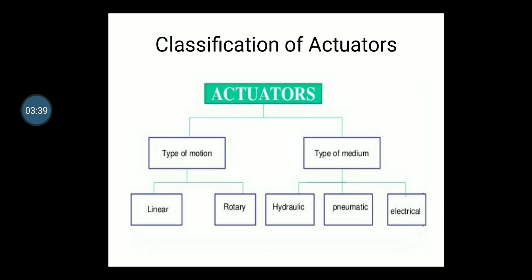Okay, and we also have one more thing, that is the type of medium: hydraulic, pneumatic and electrical. Hydraulic means liquid, right? If we are moving something with the help of any fluid or liquid, then it comes under the hydraulic type. If we are moving something with the help of air or pressure, it will be the pneumatic type. And if we are moving anything with the help of electricity, then it will be electrical. So hydraulic, pneumatic and electrical are nothing but the types of medium.